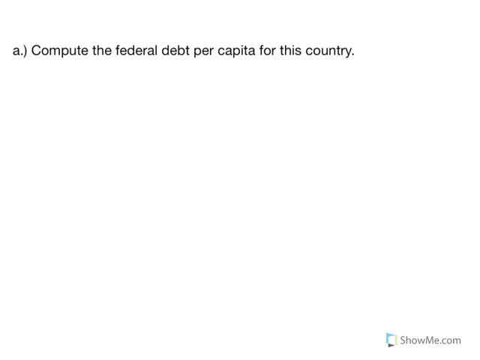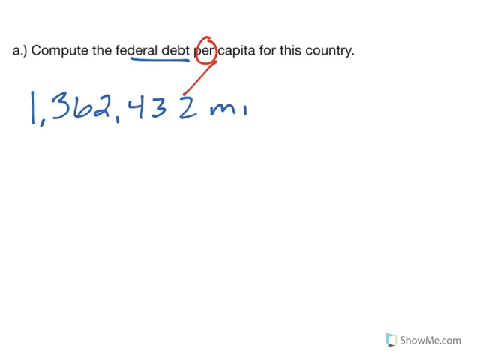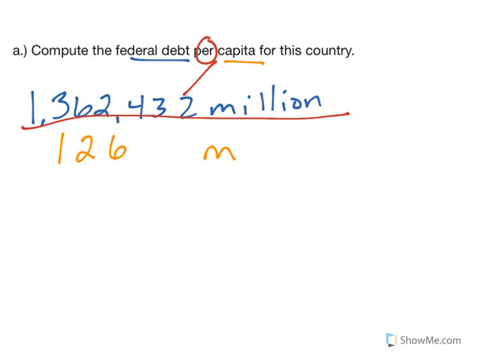So first things first, let's compute the federal debt per capita for this country. So remember, when you're computing federal debt, the word per implies the fraction bar. So we start with the federal debt. And we know the federal debt is 1,362,432 million. Then we have the per capita. And capita means people. So we have 126 million people.